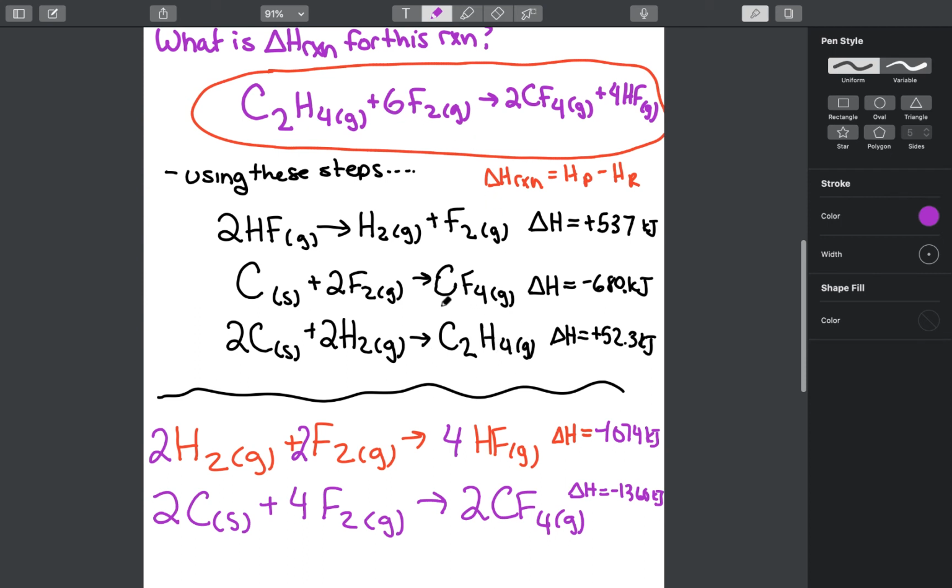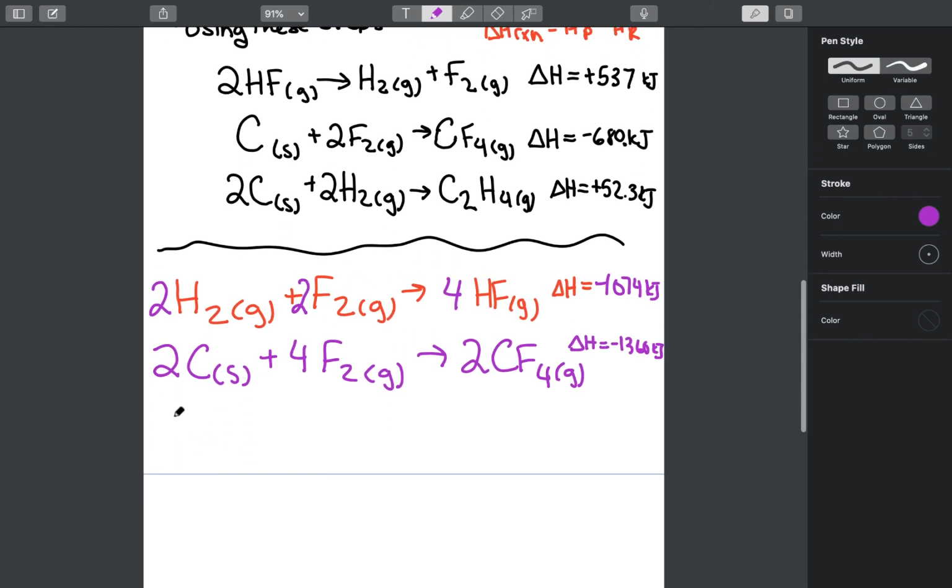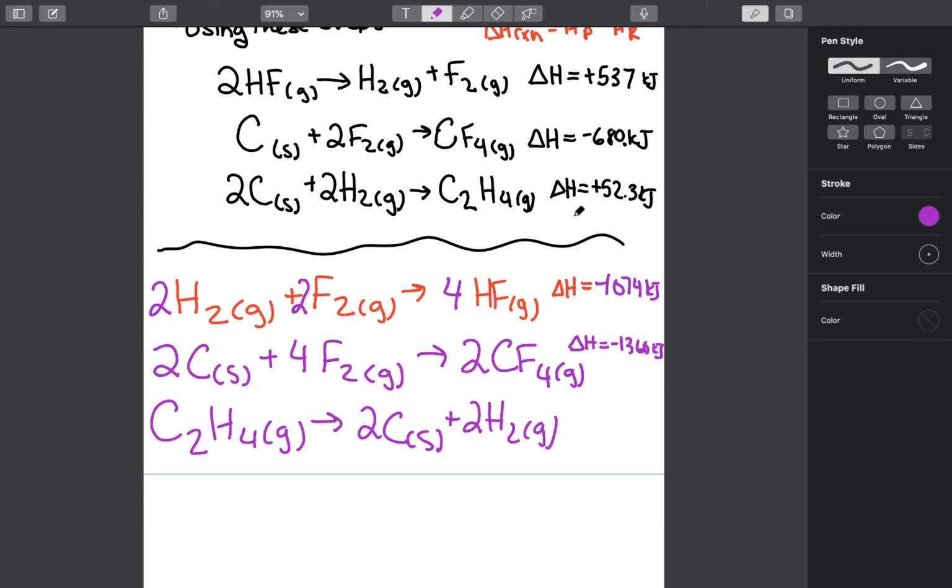However, our individual reaction here has it on the product side. So what we have to do is switch it. And luckily, the stoichiometry here is the same as the overall reaction. So all we have to do is switch it. And that means we just have to change the sign on our delta H value. So negative 52.3 kilojoules.